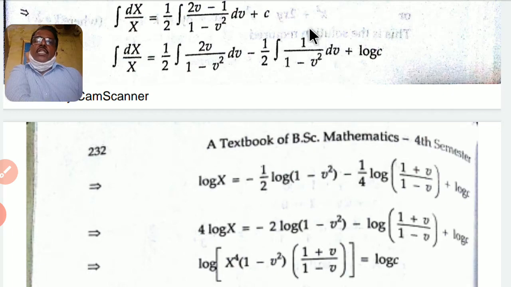So that is, integration of 1 divided by 1 minus x square dx is log of 1 plus x divided by 1 minus x. So directly we write this as 1 by 2 into 1 by 2 into log of 1 plus x by 1 minus x. So this 1 by 2 and this 1 by 2 multiplied gives 1 by 4 log 1 plus v divided by 1 minus v plus this log c constant.